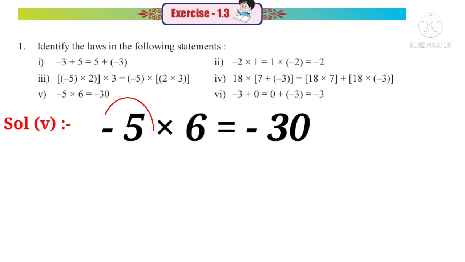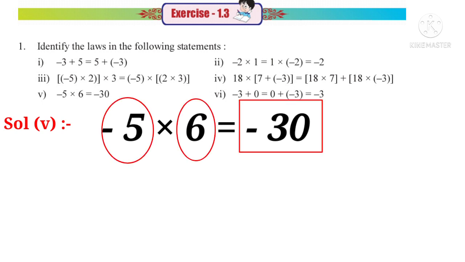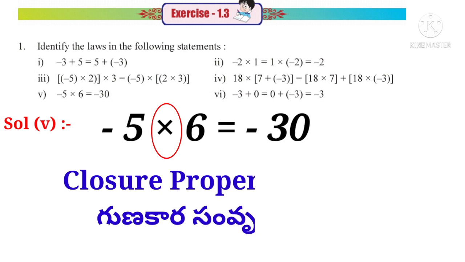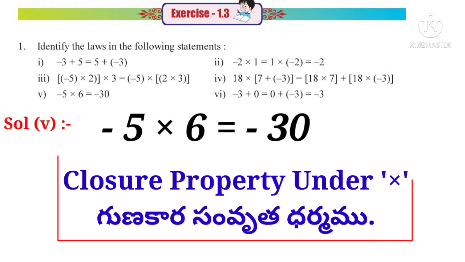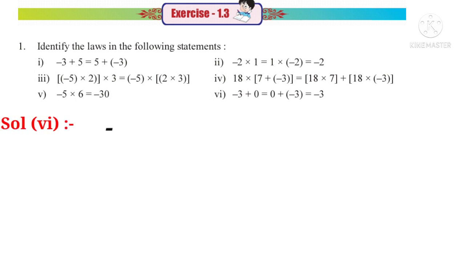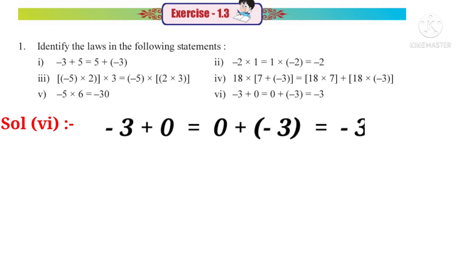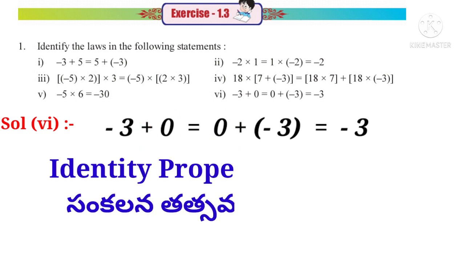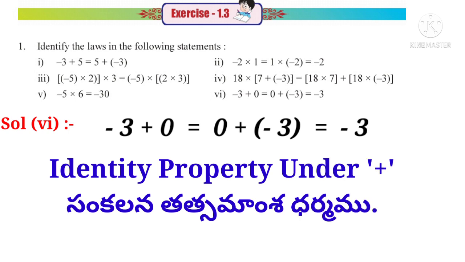Here observe that the product of two integers is again an integer. Here the operation is into. So closure property under multiplication. Gunakara samvrita dharmam. Now last, solution 6. Minus 3 plus 0 is equal to 0 plus minus 3 is equal to minus 3. Here observe that the value of minus 3 is not changed by adding 0, and the operation used here is plus. So here 0 is called the additive identity element. So identity property under addition.